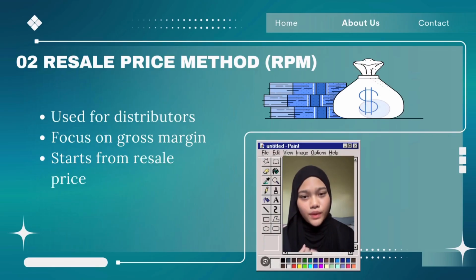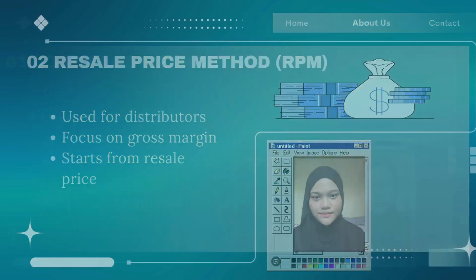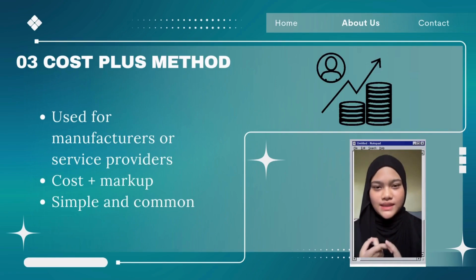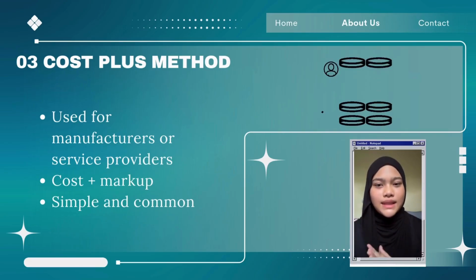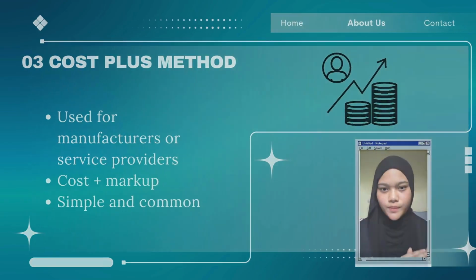It starts with the price at which a product is resold to an independent customer and deducts an appropriate gross margin to determine the arm's length price. The third one is the cost plus method. It starts with the cost incurred by the supplier and adds an appropriate markup. This method is commonly used for manufacturers or service providers within a group.